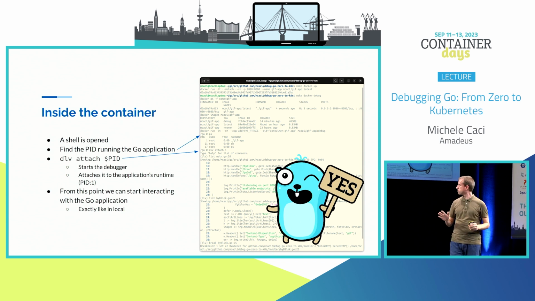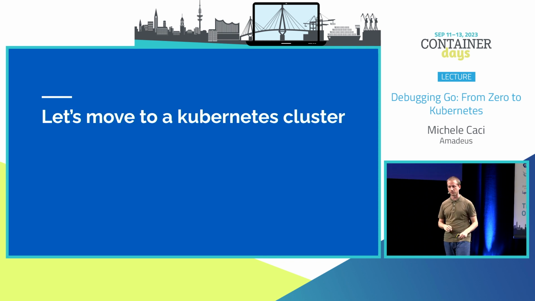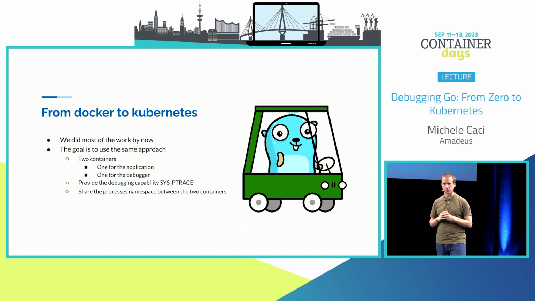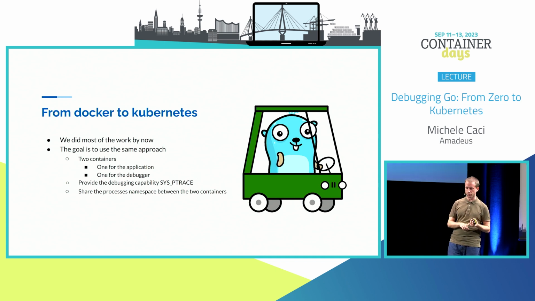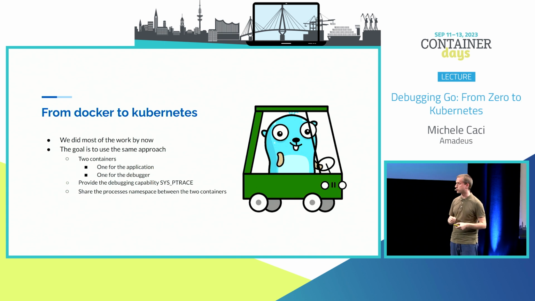And by now, we've done most of the work, and we'll see why by moving to a Kubernetes cluster. So the idea when moving to a Kubernetes cluster is to reuse the same approach. We want to have the two containers, one for the application and one for the debugger. We want to provide the debugging capability, so being able to debug the application. And we need also to be able to share the process namespace so that the debugger can see the application. So let's see how to do it.